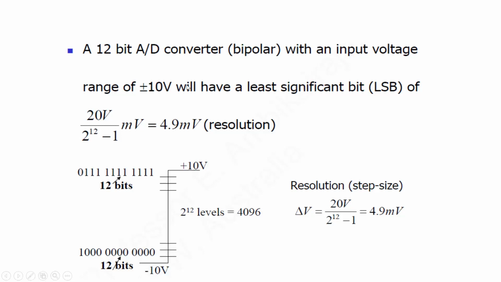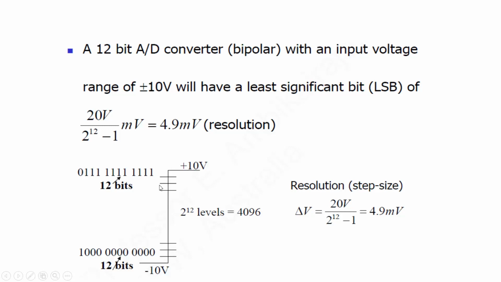The full range we have to take, and the value of the least significant bit, or the step size basically, will be given by the full peak to peak range, which is 20 volt, divided by 2 to the power capital B, which is 12-bit A to D converter here. So it is 2 to the power 12 minus 1. It comes out to be 4.9 millivolts, which is also known as the resolution of the A to D converter.